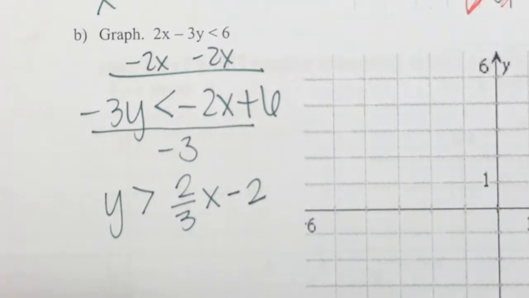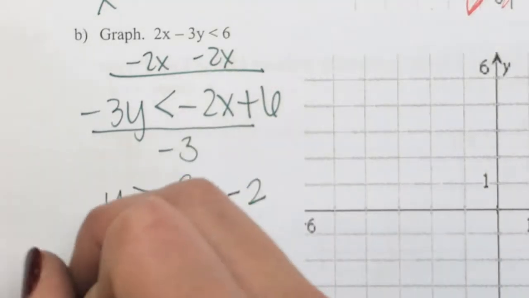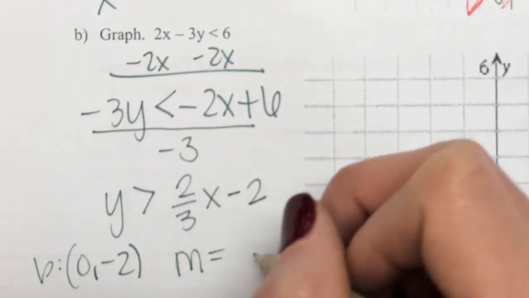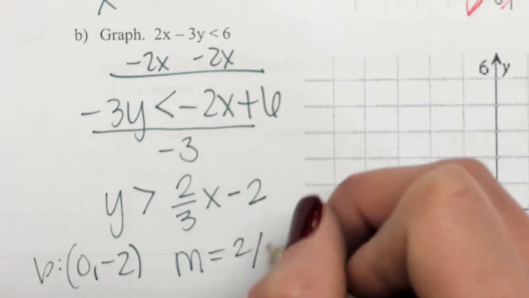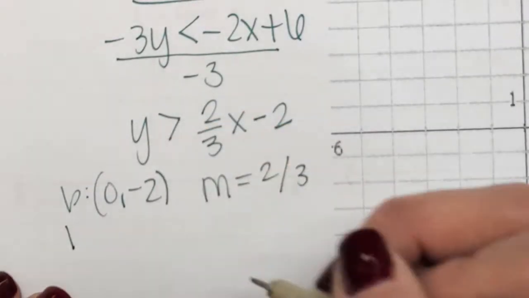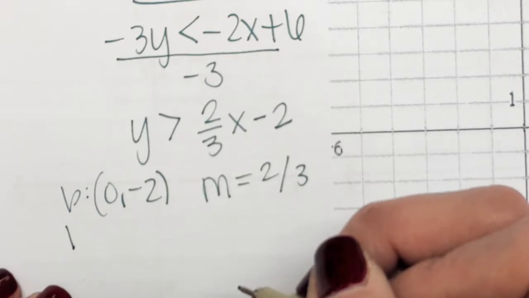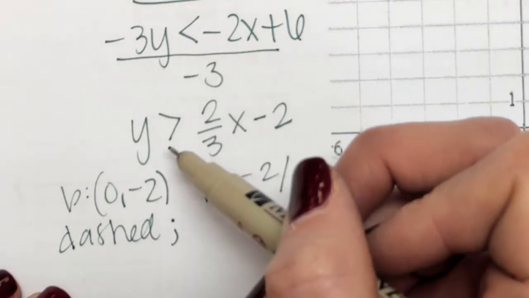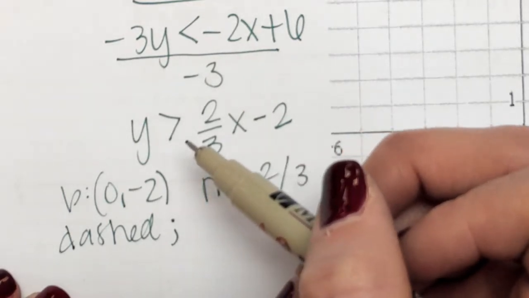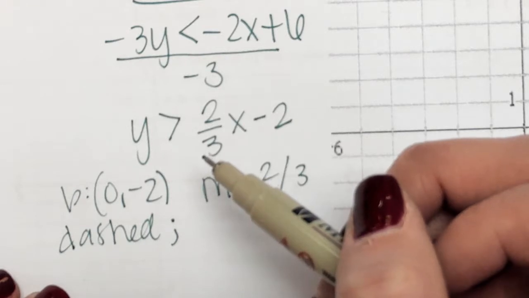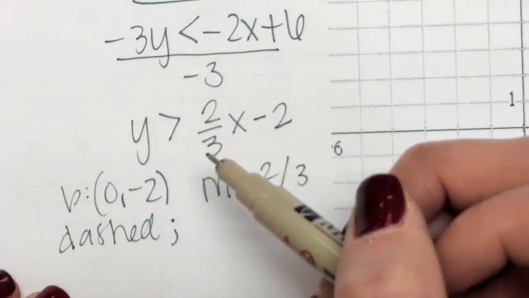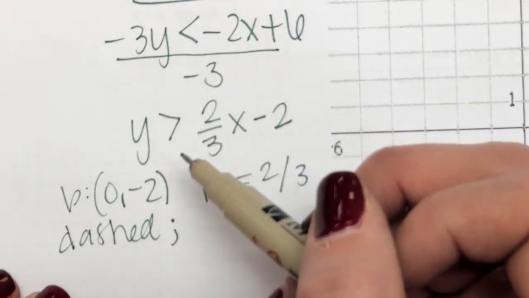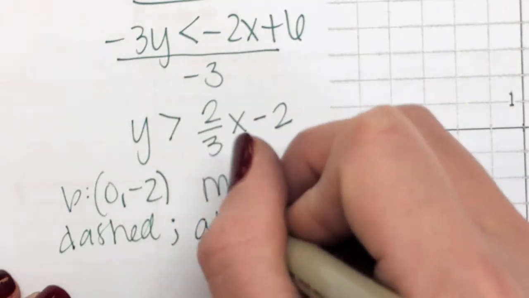Before we graph, Colby, what's my y-intercept? Good. And Logan, what's my slope? 2 over 3. And Darian, is this going to be a solid or dash line? Dash. Tell me how you know. Because it's greater than. Good. And Abigail, was shading above or below this line? Yes, because this says what right here? Greater than. So we would shade above the line or greater than the line.